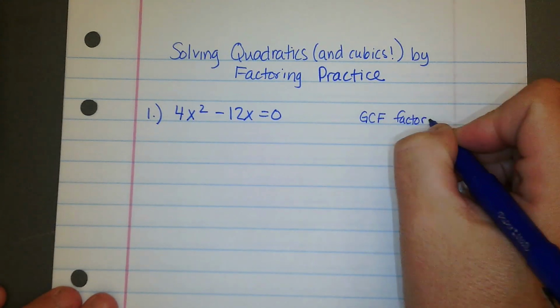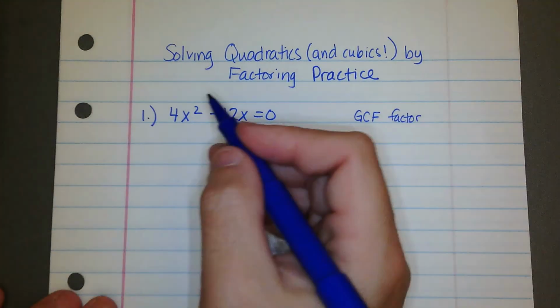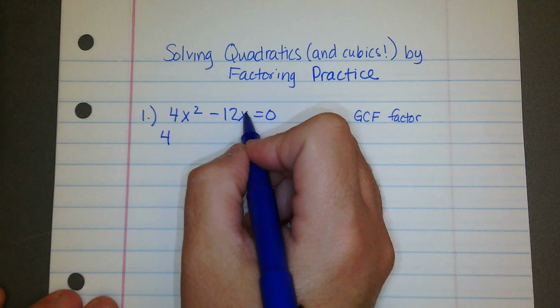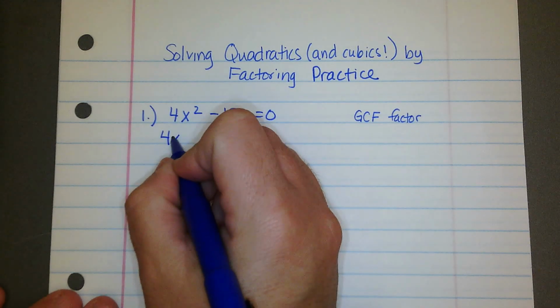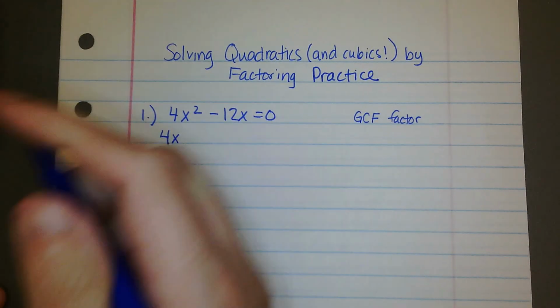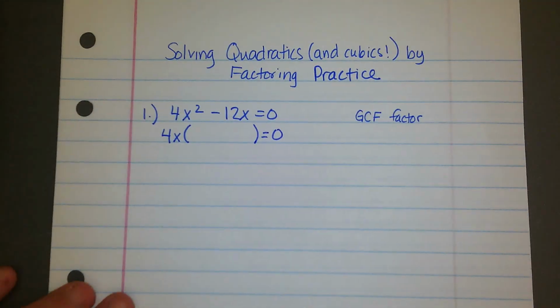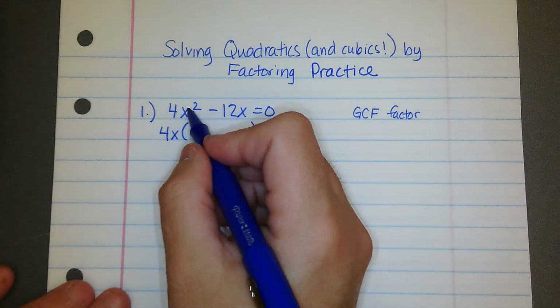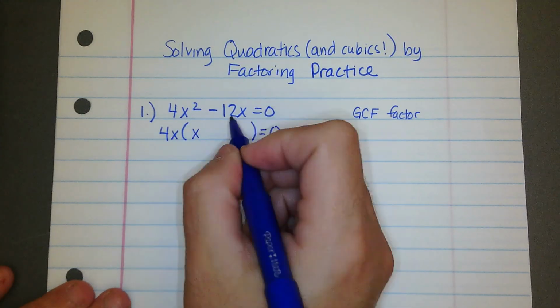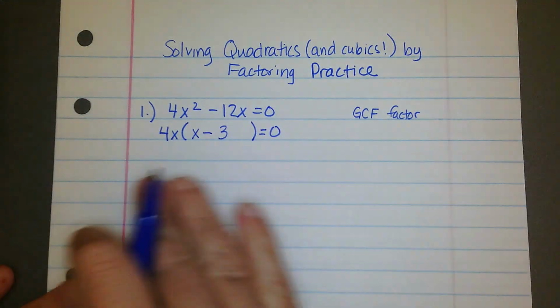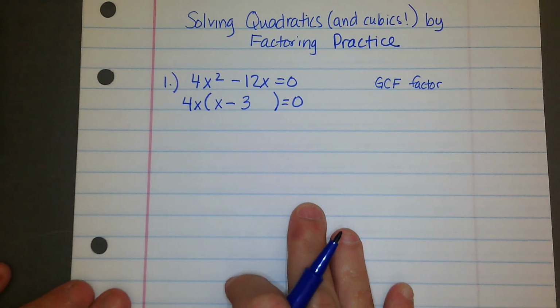So what's the GCF? Well, the biggest number that goes into 4 and 12 is 4, and they each have an x, and the lowest exponent is x. One set of parentheses for GCF. Set it equal to 0. We're going to divide. 4x squared divided by 4x is x, minus 12 divided by 4 is 3. X divided by x cancels. So this is what it turns into.